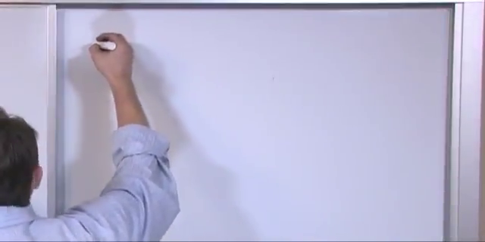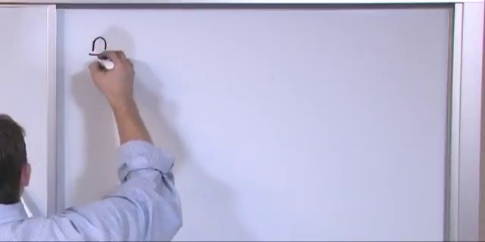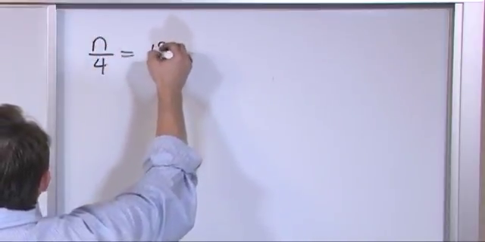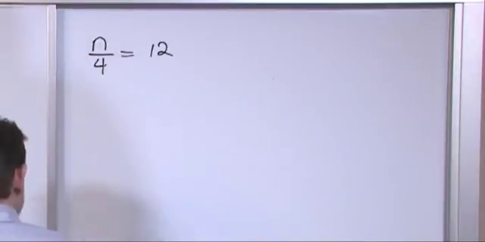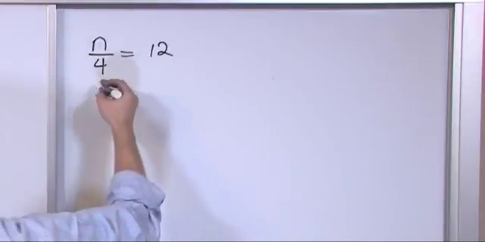So we're really just going to continue building on this. Let's do n over 4 is equal to 12. How would you solve that? Well, you've got division going on, so you want to do multiplication to get n by itself.